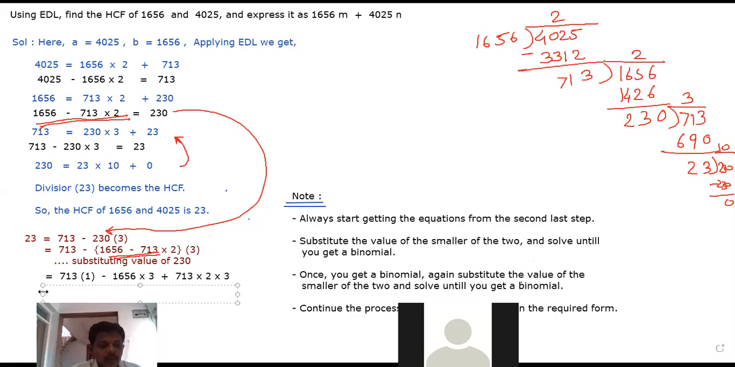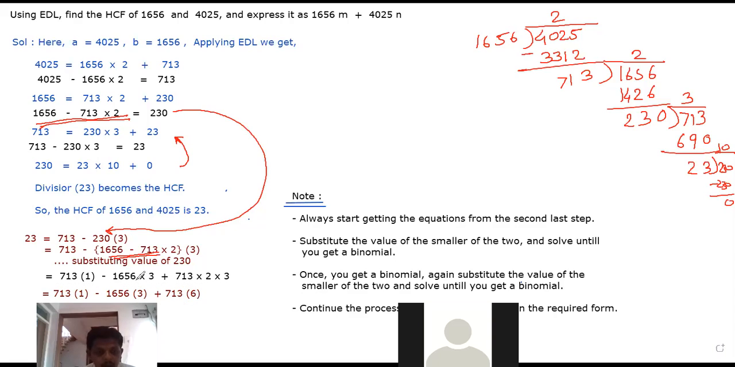Solve until you get a binomial, which is equal to 713 into 1 as it is, minus 1656 into 3 as it is. Minus into minus becomes plus. 713, 2 into 3 is 6. Can you see that? 713 into 6. Can you see that, children?